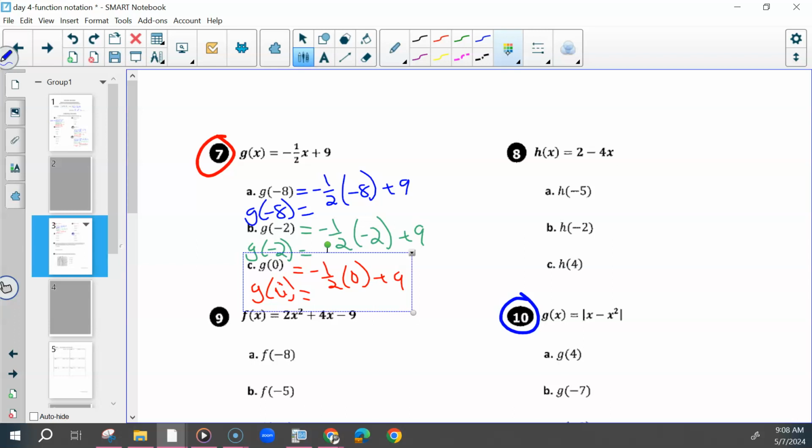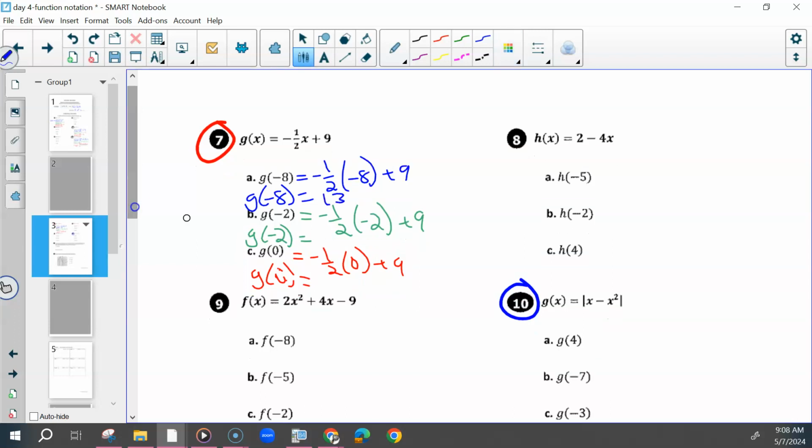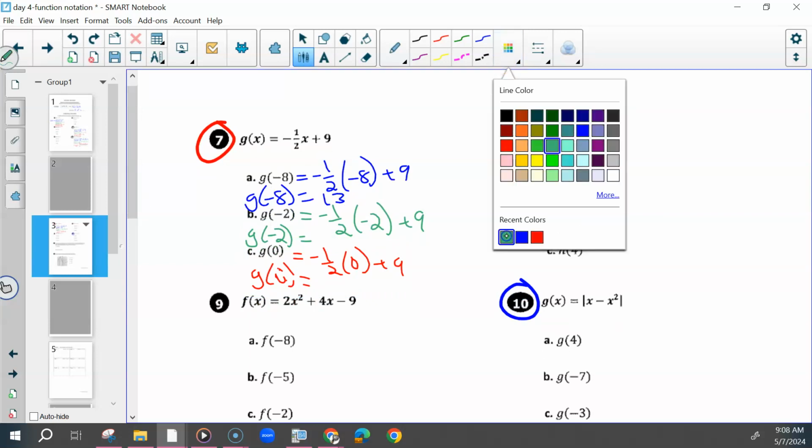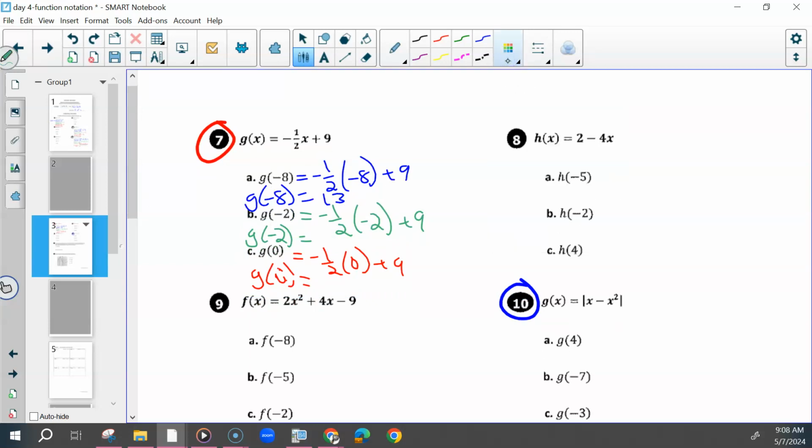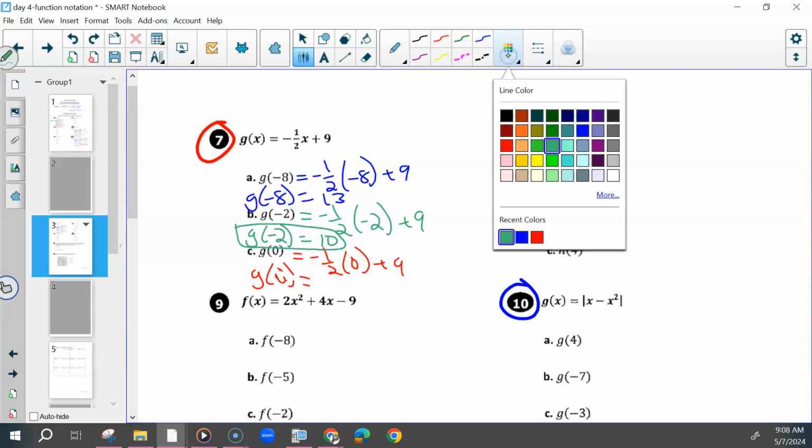13. And the second one, 10. Did you guys say the same thing? I said 10. She said 10. He said 1. It should be 10, because this would be 1 plus 9. And then the last one? 9.